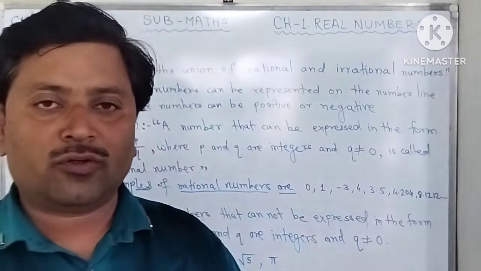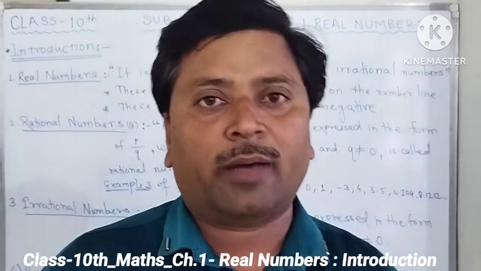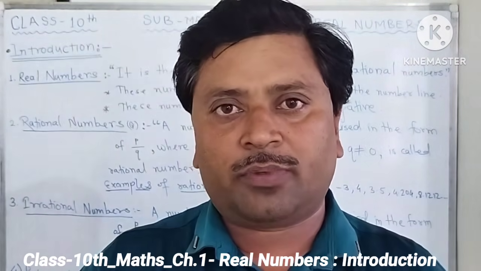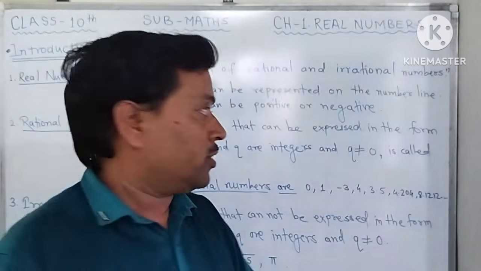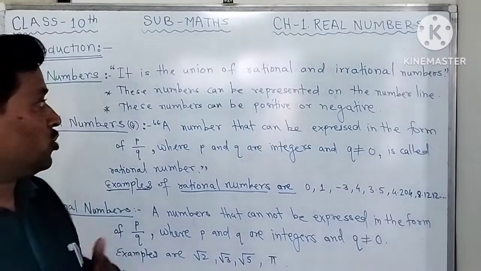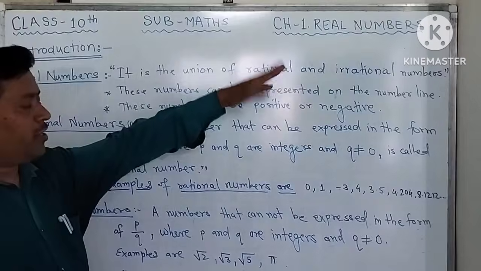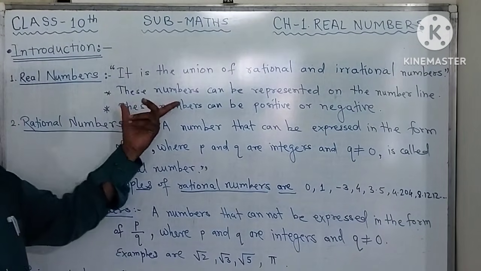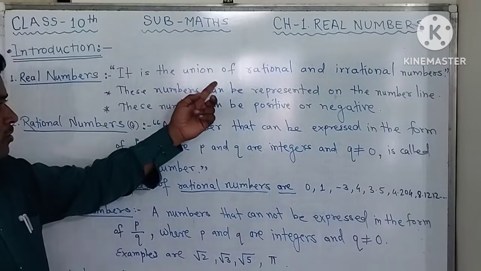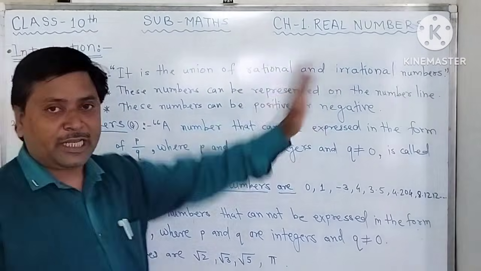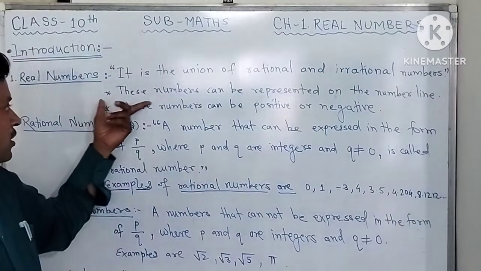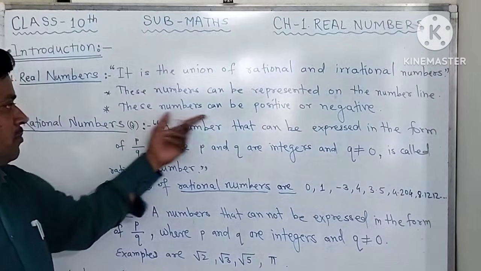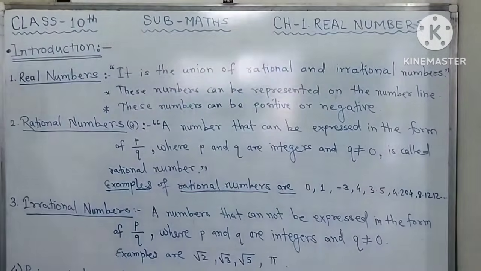For the session 2026-27, I am going to start the class 10th maths chapter 1, Real Numbers. So we will start the introduction of this chapter. How can we define a real number? It is the union of rational numbers and irrational numbers. These numbers can be represented on the number line. These numbers can be positive or negative.